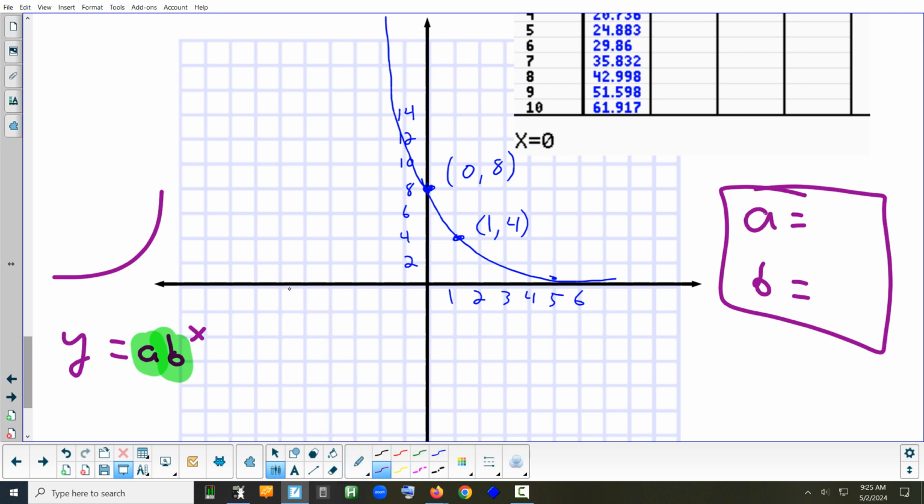Let's start with A. Anyone think they know what A is in this case? Yeah? 8. How do you know it's 8? Because on the graph it's 0 and 8. It's the number that's with 0. It's the same rule we've been using all week, except I don't have a table here. The y-intercept? Yeah, it's the y-intercept, exactly. So the number with 0, which is the y-intercept, is 8. Is that enough information to write my final answer? What do I still need that I don't know yet? B. I still need b.